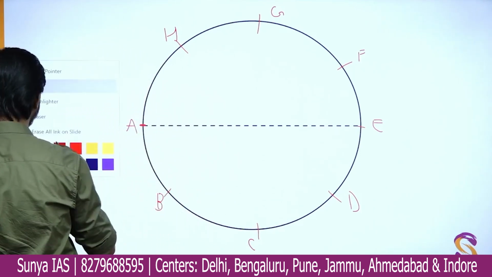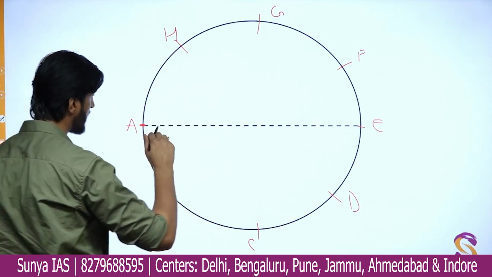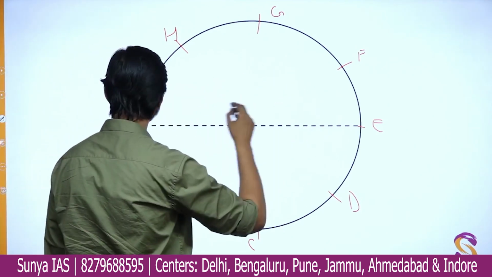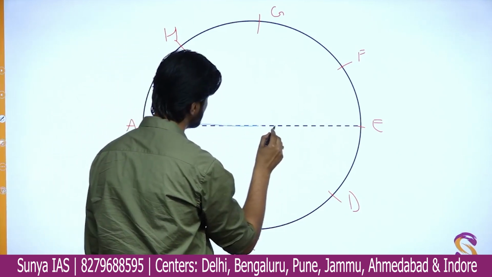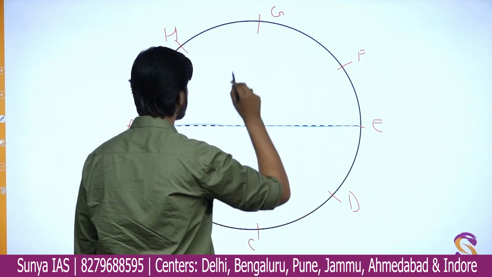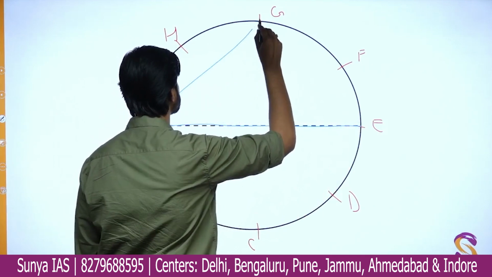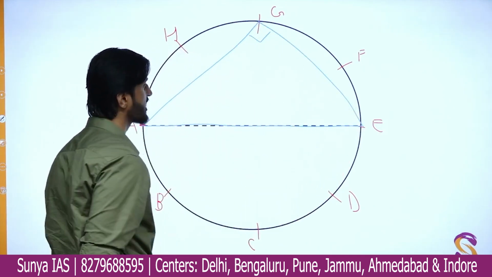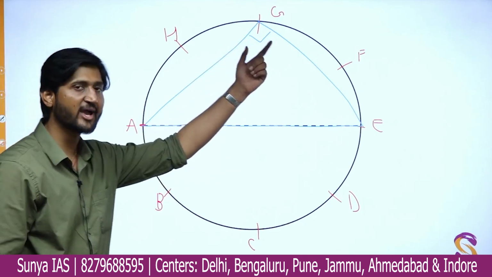So one thing is that the property is, suppose I am making a triangle here. So let us use the blue color, let's say, and I am linking this diameter as one side of the triangle. I am linking it to G and then further linking it to E. So I am making a triangle. This triangle will definitely be a right angle triangle.